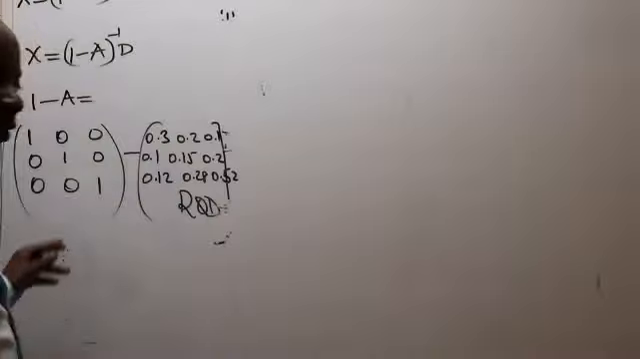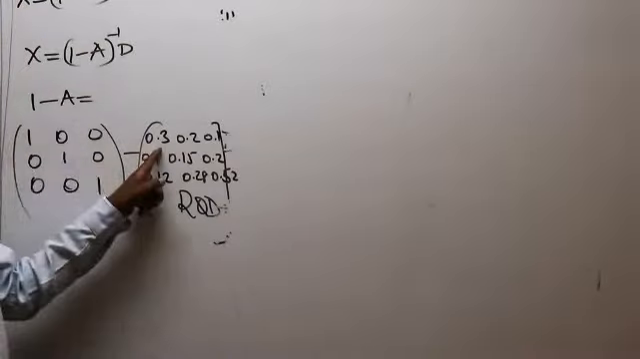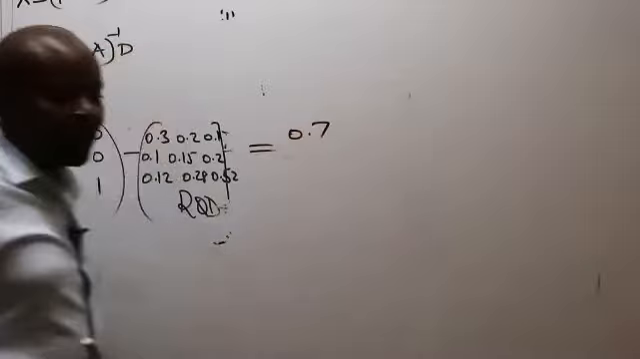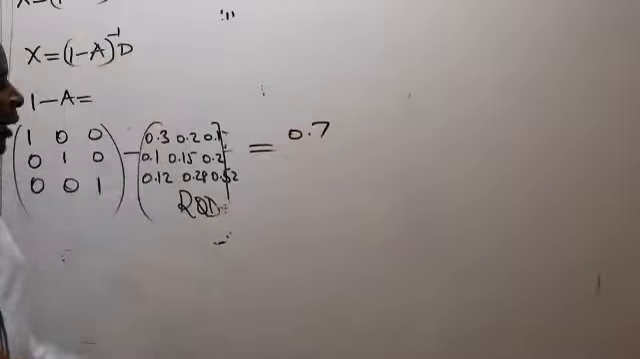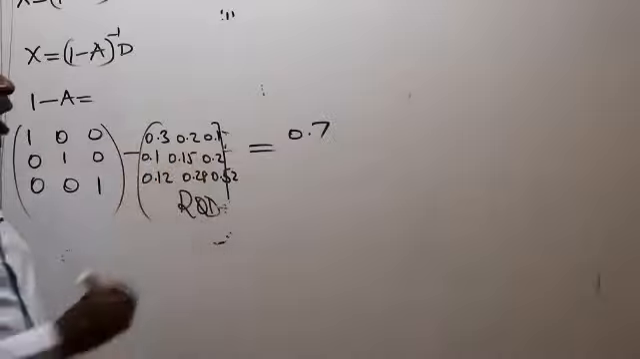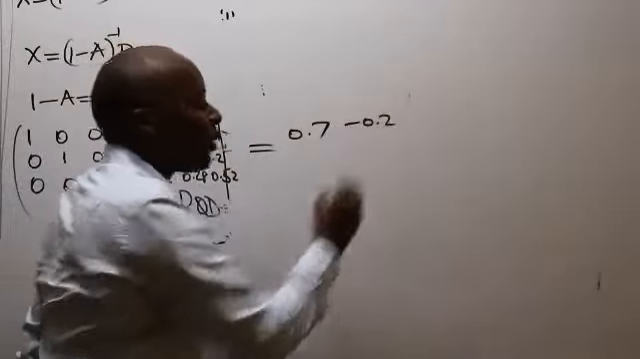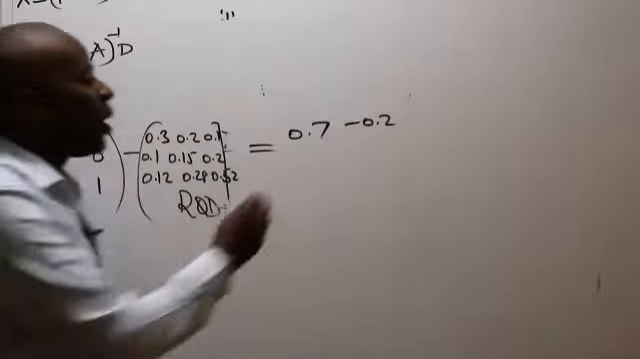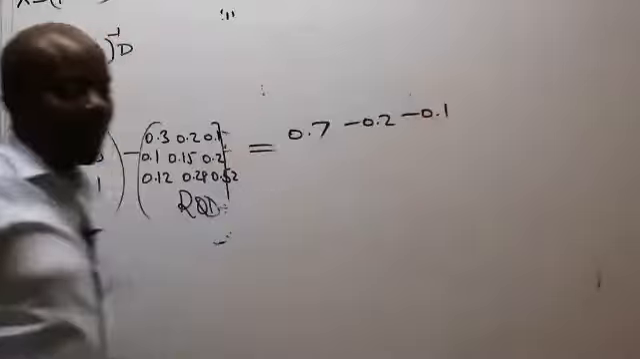The first figure will be 1 minus 0.3. 1 minus 0.3 gives me what figure? Somebody? 0.7. And then we have 0 minus the second figure, which gives me minus 0.2. And then the third one, which is 0 minus 0.1, gives me minus 0.1.